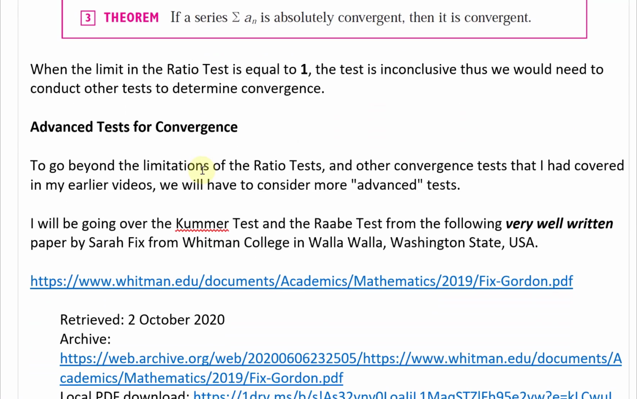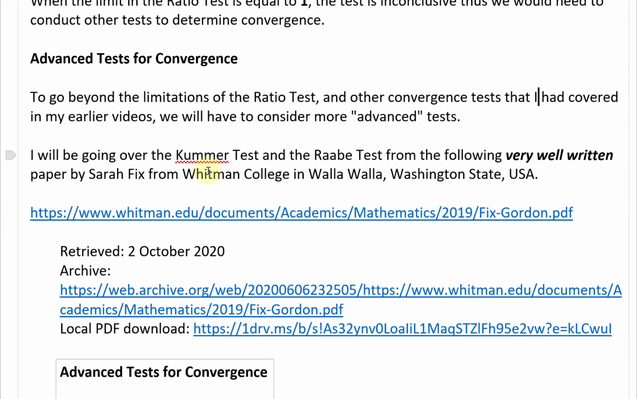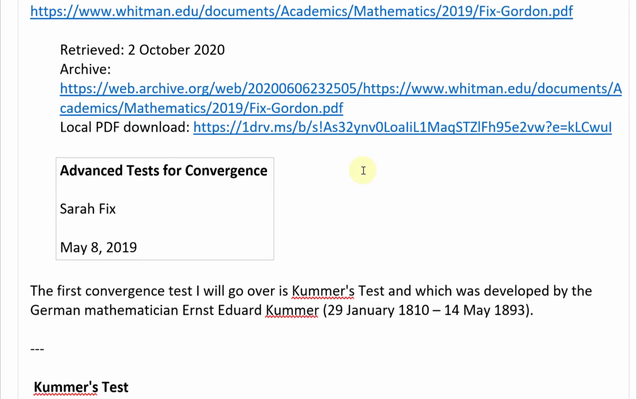And so now we're going to look at advanced tests for convergence. To go beyond the limitations of the ratio test and other convergence tests that I covered in my earlier videos, we will consider more, quote, advanced tests. I'll be going over the Kummer test and the Raabe test from the following very well written paper by Sarah Fix from Whitman College in Walla Walla, Washington State, USA. It's actually very well written.